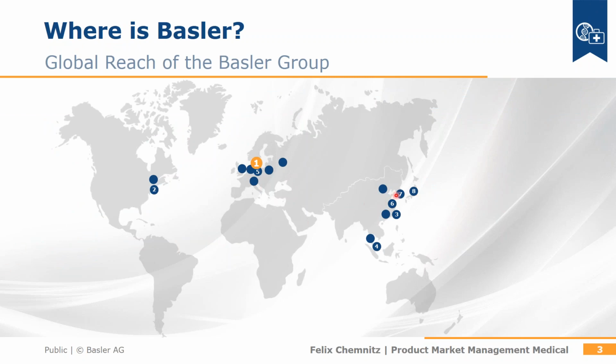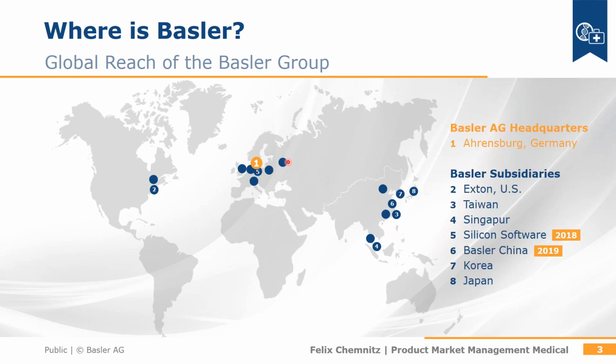Basler AG is a global company with its headquarters in the northern part of Germany, which you can see here, in Ahrensburg. The company was founded in 1988 by Mr. Basler, who is still the chairman of the supervisory board. And we started to grow bigger and bigger.